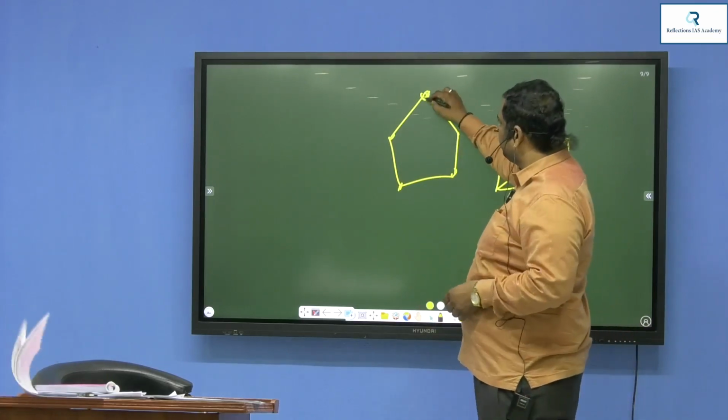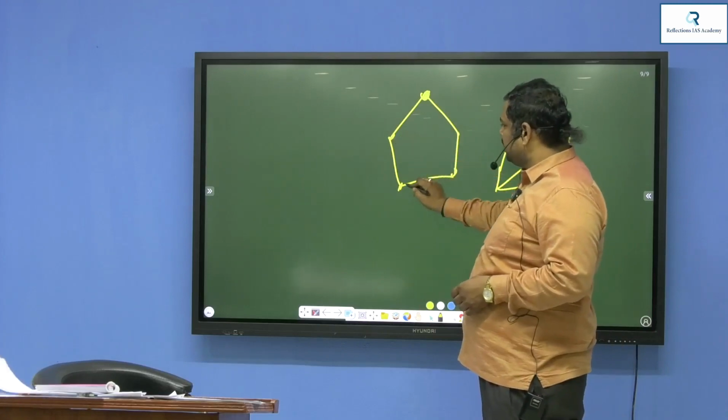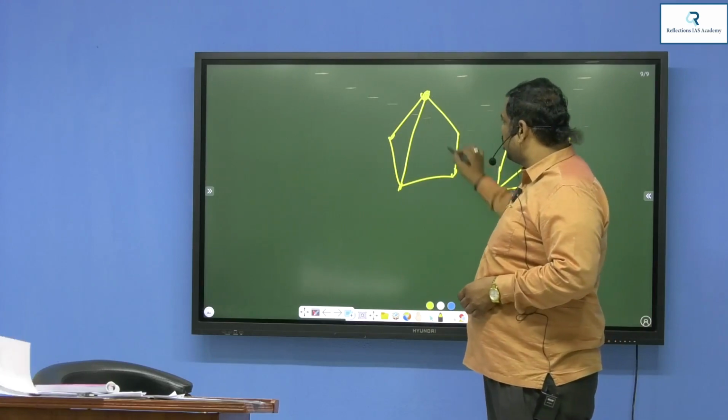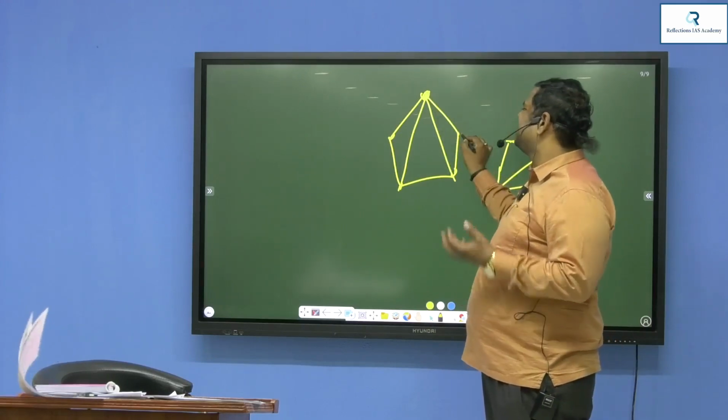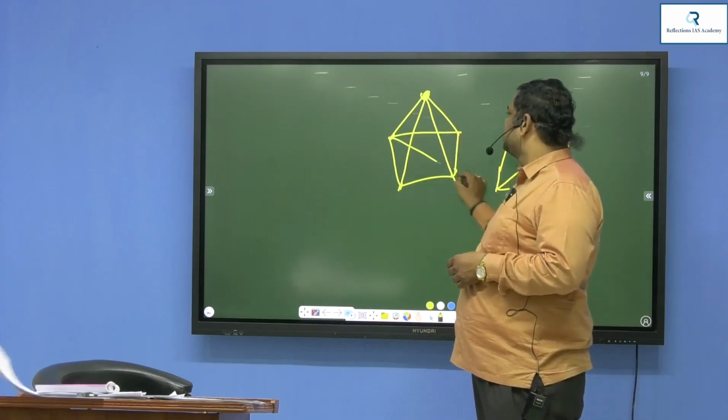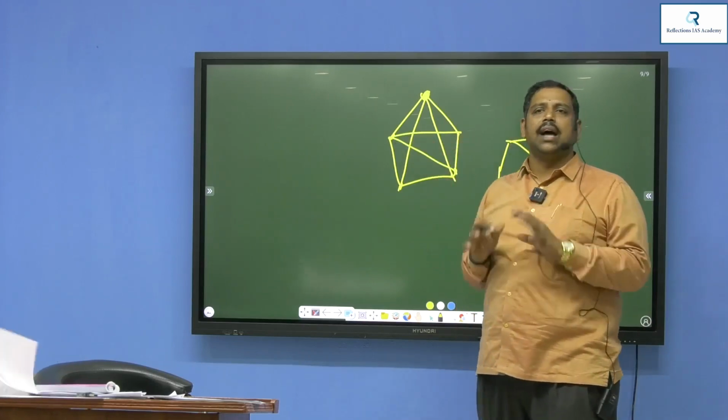This is adjacent, I don't want it. This is non-adjacent, yes, this is a diagonal. This is also non-adjacent, this is a diagonal. This is adjacent, I don't want it. This is not adjacent, this is a diagonal. Got it? Those all are the diagonals.